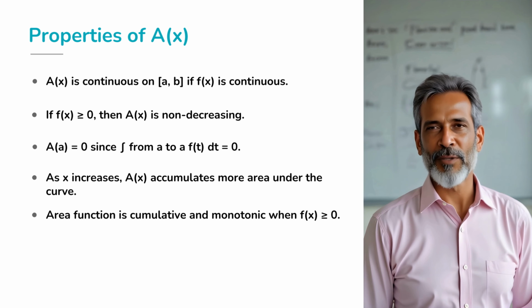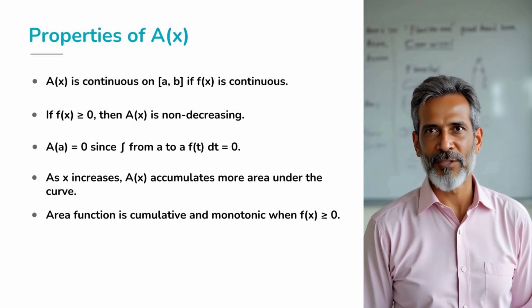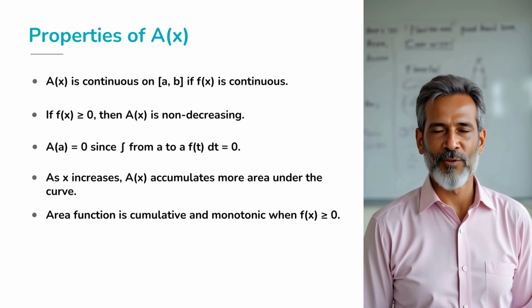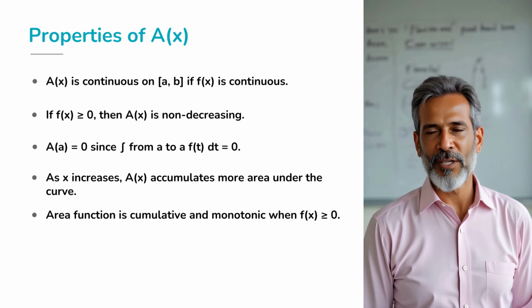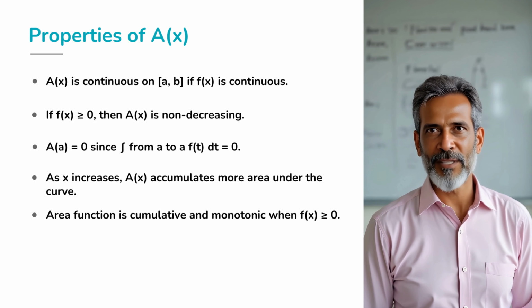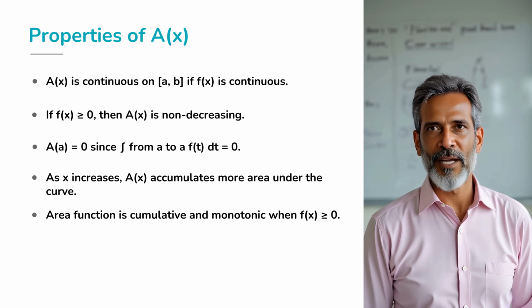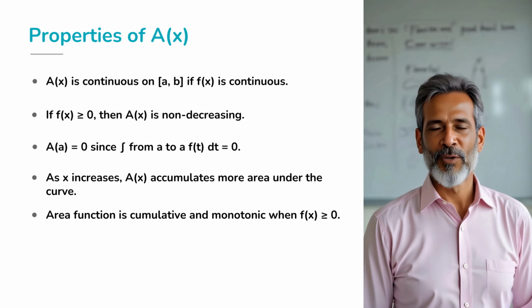Now, let's talk about the nature of this function A of x first. If f of x is continuous on [a, b], then A of x is also continuous. Second, if f of x is always greater than or equal to 0, then A of x can only increase as x increases. It is a non-decreasing function. Third, at the starting point, A of a equals 0 because integral from a to a f of t dt equals 0. And finally, as x increases from a to b, A of x represents the cumulative area, growing larger as more of the curve is included.